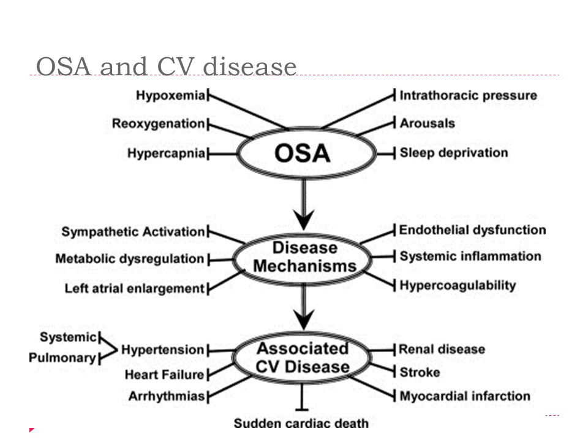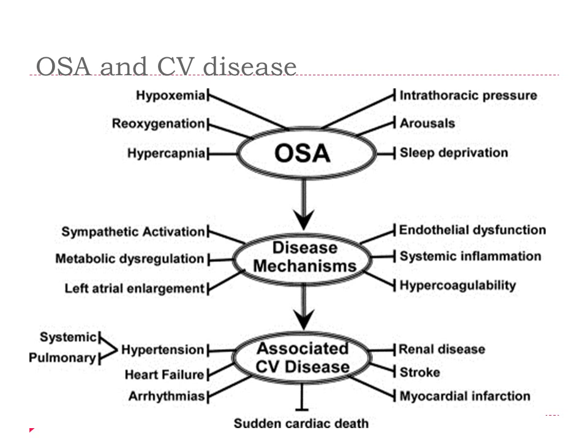Okay, so we took a look at how some of the specific things cause different aspects of cardiovascular disease, and this is just an overall diagram to show how they all interrelate. So OSA and all of the things it specifically causes, such as sleep deprivation, arousals, intrathoracic pressure swings, hypoxemia, reoxygenation, and hypercapnia, all of those lead to various disease mechanisms. That's our endothelial dysfunction, the inflammation, the increased coagulability or thrombus formation, the sympathetic activation, metabolic dysregulation, that refers to your insulin resistance or your glucose intolerance, and left atrial enlargement.